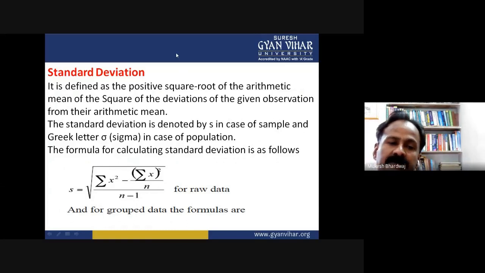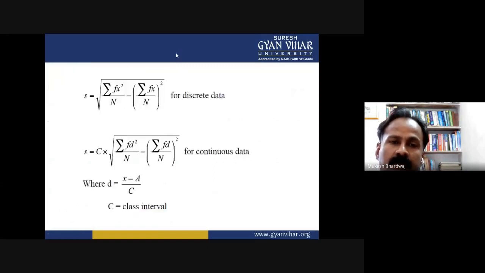Here, the standard deviation formula for the raw data is: the square root of (summation x square minus (summation x) whole square by n) upon n minus 1. This formula is for the raw data. Now this is for the discrete data, and the third formula is for the continuous type of data.